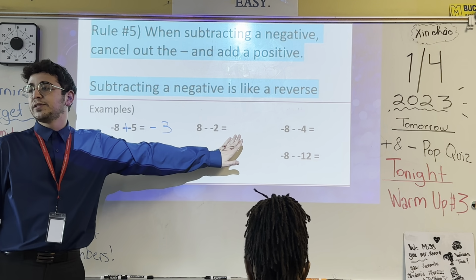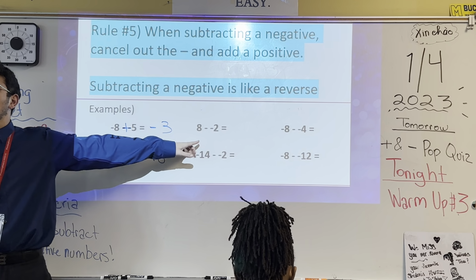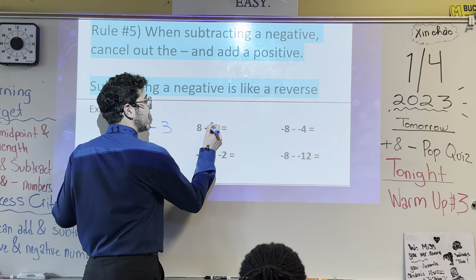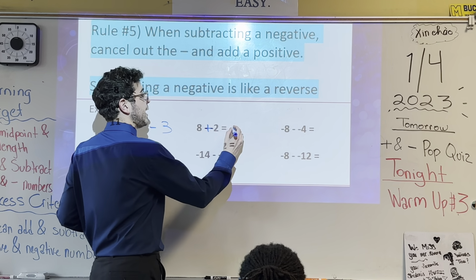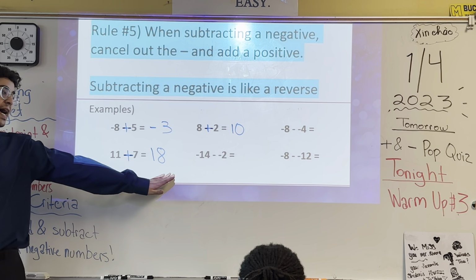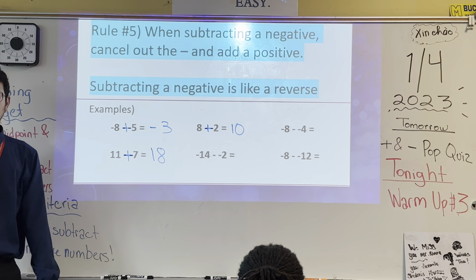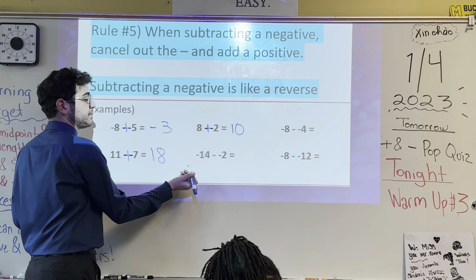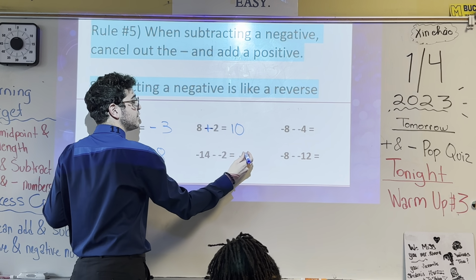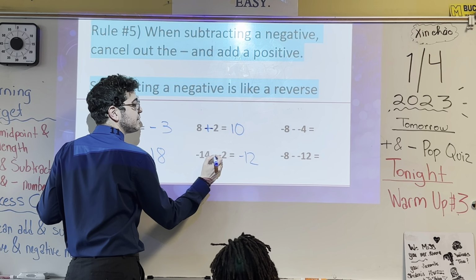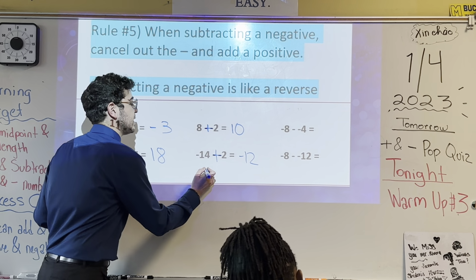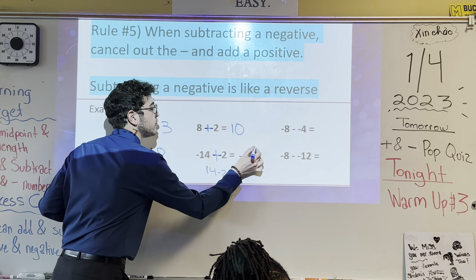8 minus negative 2. Terrace, how would we rewrite this problem? 8 minus negative 2 can be rewritten as what? That's correct, 8 plus 2. And 8 plus 2 is what? 10. Great. Negative 14 minus negative 2. Chad, how can we rewrite this? Turn the two negatives to positive. So what would the final thing be? Negative 12, because negative 14 minus negative 2 is really negative 14 plus 2. The negative sign wins, and 14 minus 2 is equal to 12.